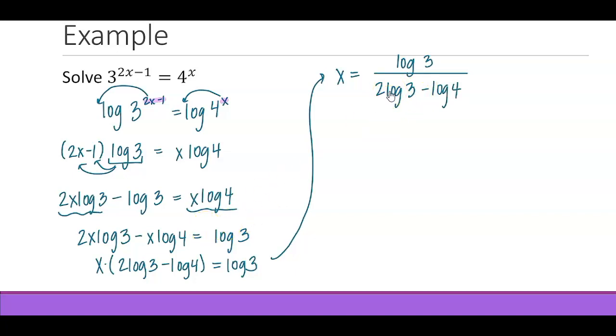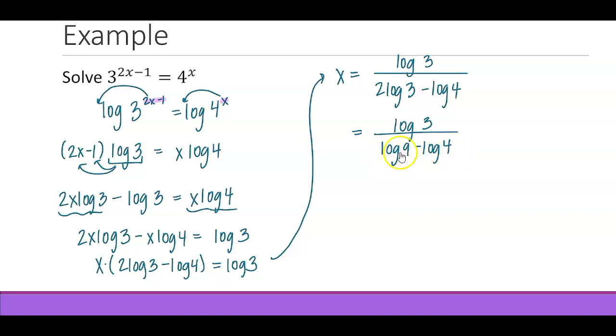The only question is, can I do any more simplifying? And the answer is yes. Yes, I can. So I can apply log properties. I can pop this 2 to the exponent of the 3 here, making this log 3 in the numerator over log 9 minus log 4. So 3 squared was 9. That's where that was coming from.